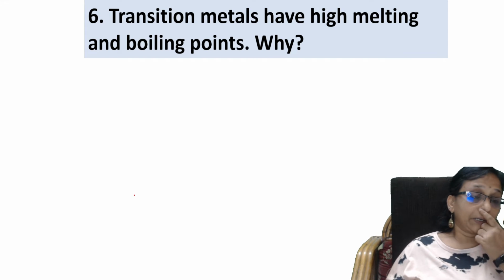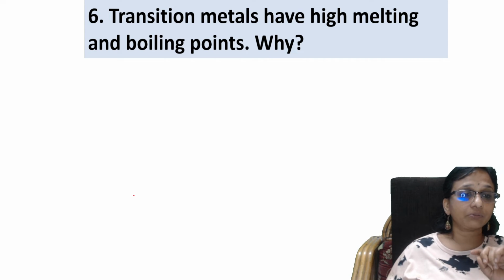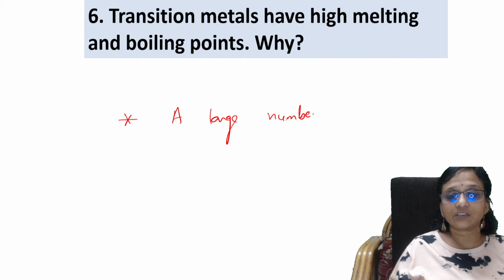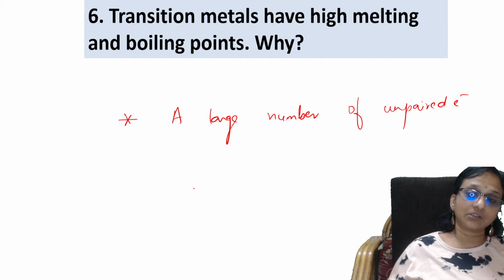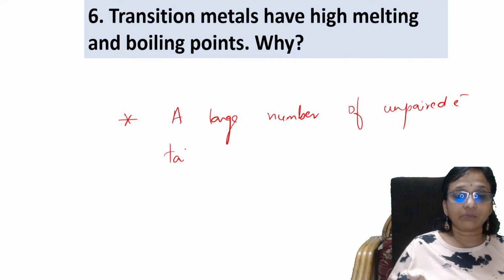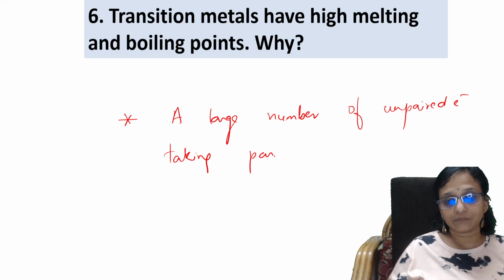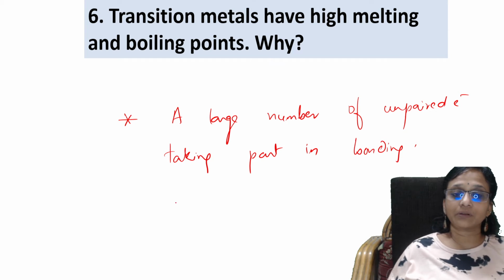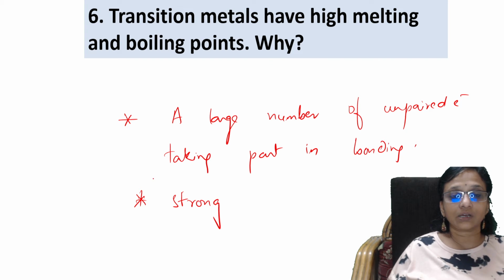Why? Okay. Now, when they ask you melting point and boiling point, just start your answer with large number of unpaired electrons. This is the first keyword, number of unpaired electrons. When you have a large number of unpaired electrons taking part in bonding, it means more metallic bonds are forming. So I will write: form strong metallic bonding.